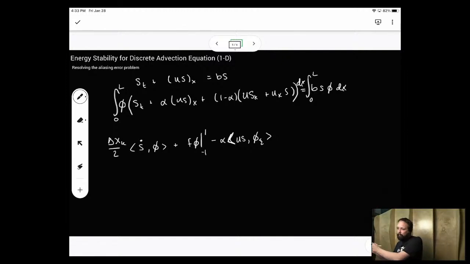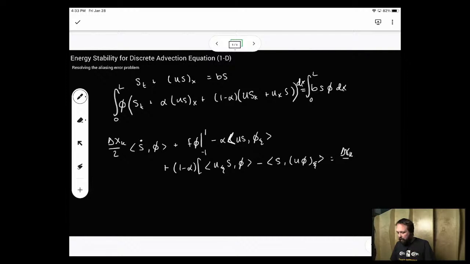Remember, we've mapped from physical space to computational space. We also have now this 1 minus alpha. I'm going to open up some brackets here because now we've got an inner product of the spatial derivative of the velocity field times s with the test function, minus s, and we combine u and the test function with derivative with respect to the computational coordinate. And on the right hand side we have the element spacing, b s phi. So that's the weak form. Now there's a few more steps, and if you tuned in last week, you know what those are.